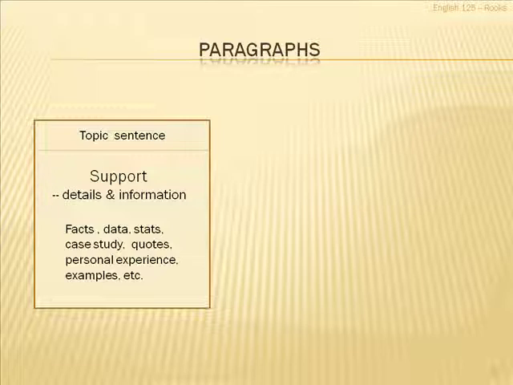So, what I want you to remember about paragraphs and the way they're constructed and what they do is, first of all, a paragraph block has to have two parts. It first needs to have a topic sentence. Then it needs supporting details and information in the form of facts and data, stats, case studies, quotes, personal experience, examples, whatever it is that is applicable to whatever your paragraph is about.